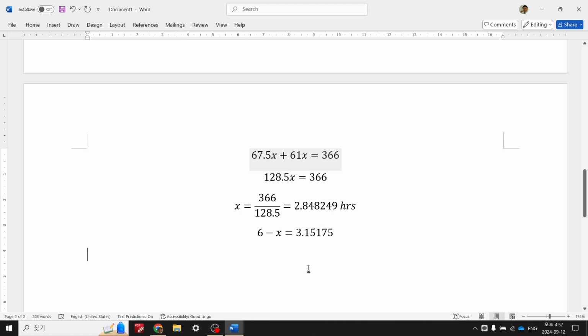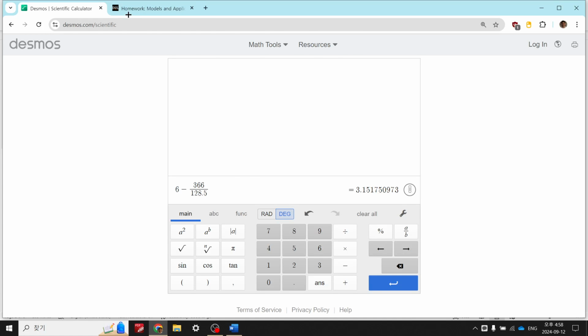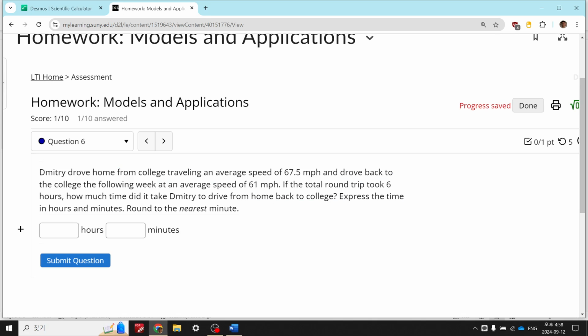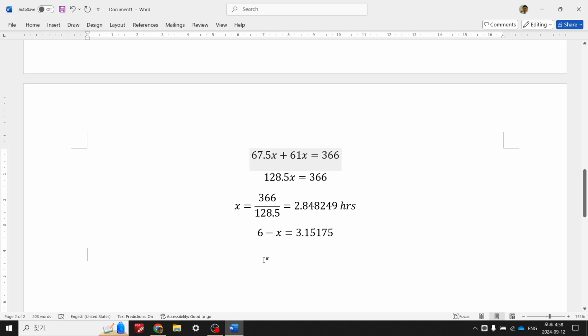Okay, now when we try to say that this is our answer and go back, we try to put in, oh no, it's asking something else. It's asking us to express the time in hours and minutes. So hours, it's 3 hours for sure. But then you have this extra 0.15175, which should be expressed in minutes. How do you do that? How do you express this much?